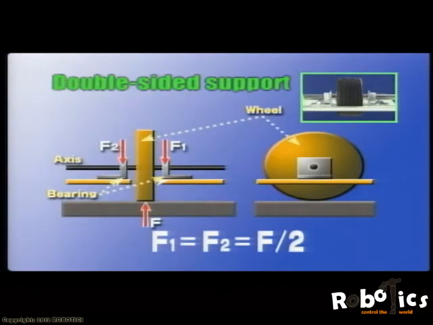This is the ideal design. The wheel is supported by bearings on both sides. In this design, each bearing receives half the force that is applied to the wheel. Therefore, the 2 bearings together receive the same force as the wheel, which is only a third of the force shown in the previous example.